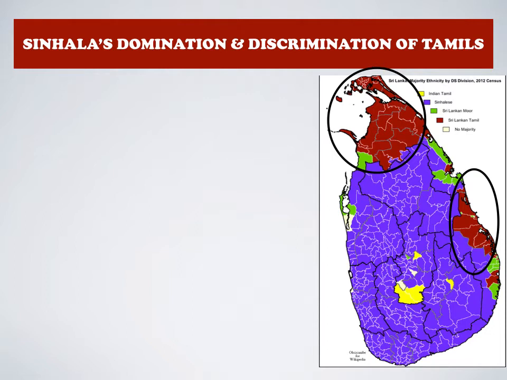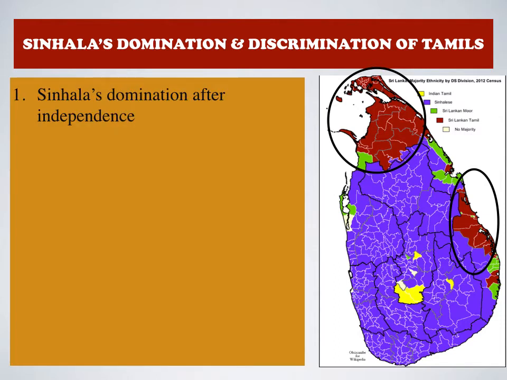Now, after Sri Lanka became independent in 1948, it adopted parliamentary democracy, which means the leaders will be elected. You know that, right? And since the Sinhalese people were in majority, obviously the Sinhalese people dominated the politics. And that's when the problem started. So first we have the Sinhalese domination after independence, which led to the discrimination of Tamil Sri Lankans.